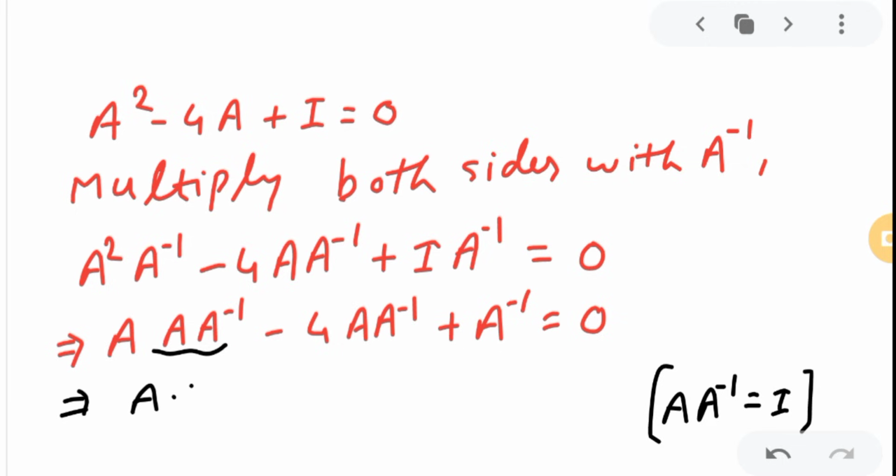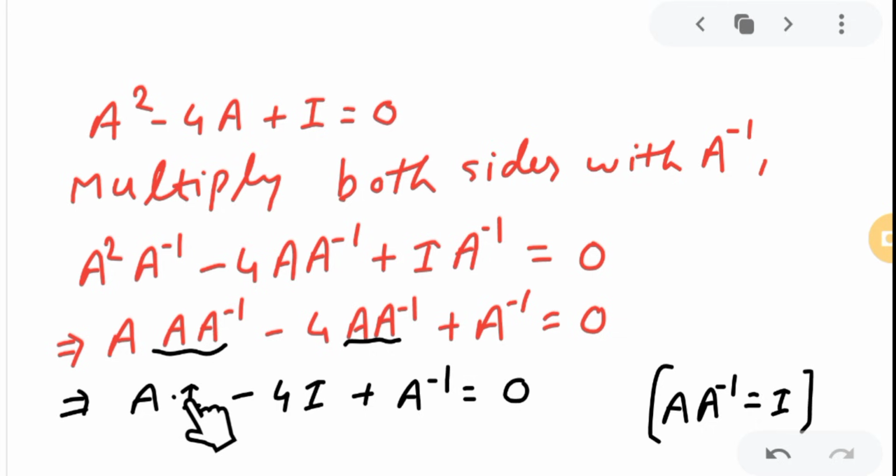So A into I, and minus 4 into I, plus this A inverse, equal to 0. And A into I will be nothing but A only, because just now I told you I into A inverse, I means nothing but 1. So A into I can be written as A. So this reduces to A minus 4I plus A inverse equal to 0.